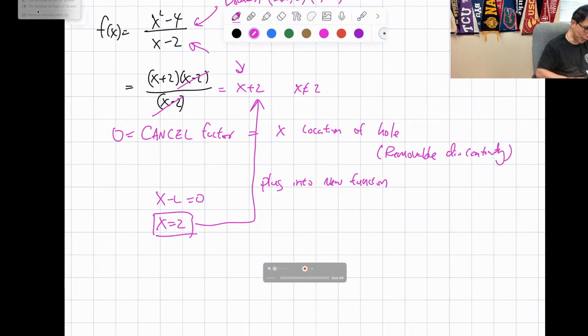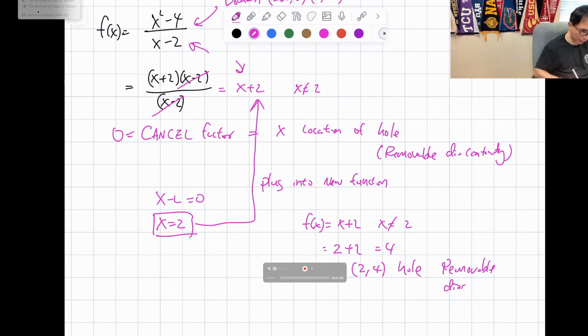So the new function is f of x equals x plus 2, but x cannot equal 2. But you can plug in 2 here though. 2 plus 2 is equal to 4. So if I plug in 2, it's 4. So 2 comma 4 is the hole, which is a removable discontinuity.